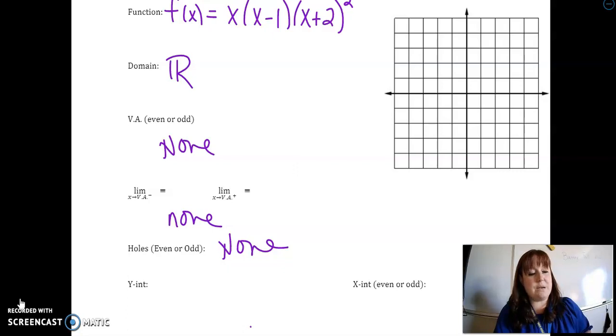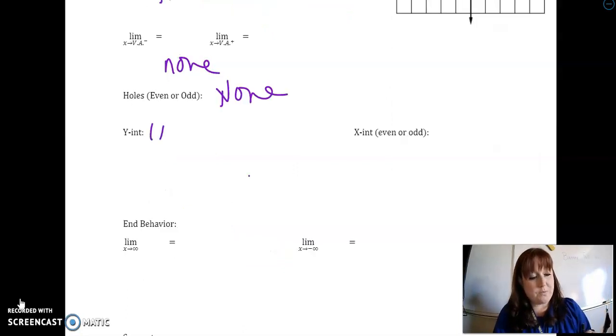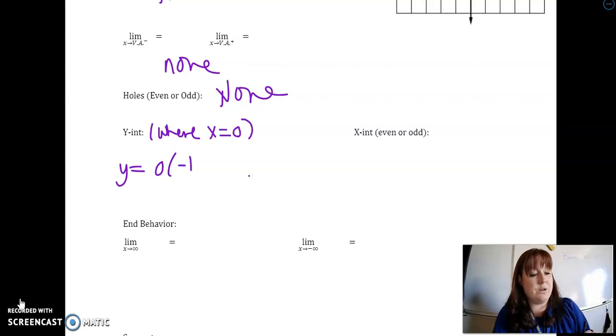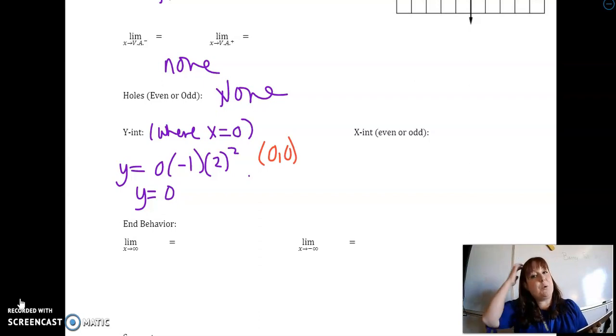Y-intercept. Remember, the y-intercept is where x equals 0. I shouldn't write it like that because then you'll think that it is there. This is where x equals 0. So let's set x equal to 0 and see what we get. We get y equals 0 times -1 times 2 squared. 0 times anything is 0. So when x equals 0, y also equals 0. So we write this as a coordinate point, (0, 0), so that we know that that's one of the points that we're going to graph.